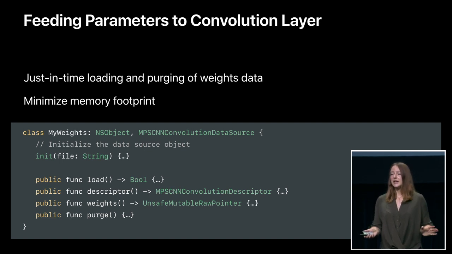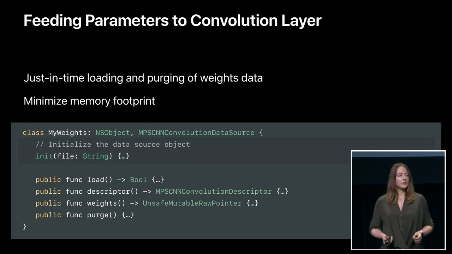So the idea is that the weights for your entire network do not have to be loaded in memory all at the same time. They also do not have to be loaded in advance. To help minimize the memory footprint, when we initialize the graph and we process a particular convolution layer, we'll load the weights for that convolution layer, and then we purge them before we move on to the next convolution layer.